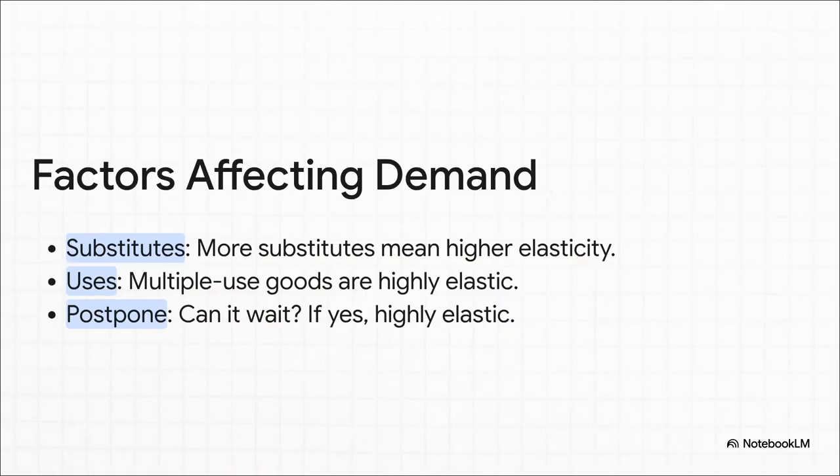But there's definitely more to it. If you can easily swap a product for a close substitute, say choosing one brand of soft drink over another, your demand is highly elastic. If there are no substitutes, like for wheat, demand is less elastic. Also, think about the number of uses. Multiple-use goods like electricity are highly elastic because a price drop unlocks less urgent uses, like running an AC all day. And finally, postponement. If a purchase can wait, like a packet of biscuits, it's highly elastic. But if you have an immediate requirement, like a life-saving drug, your demand is incredibly inelastic.